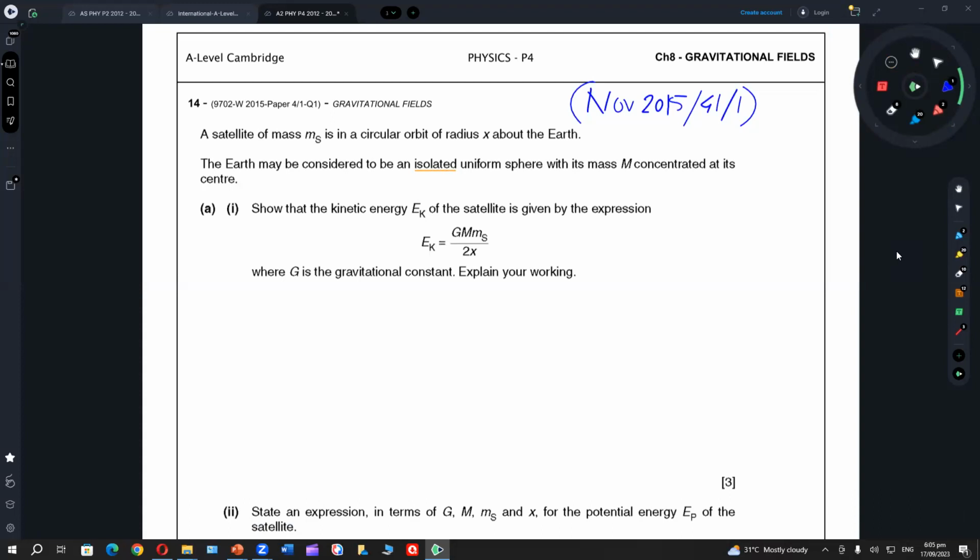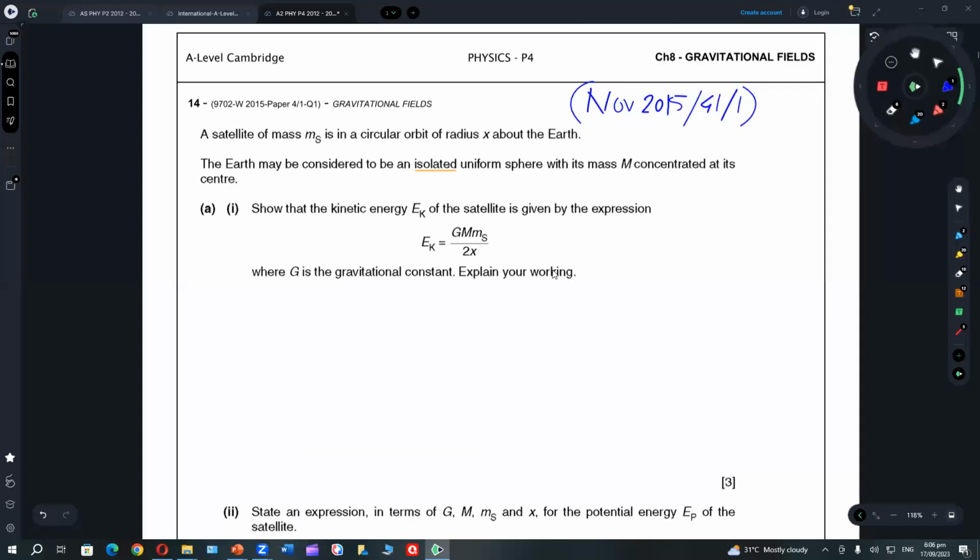Examiner is giving me 3 marks for this kinetic energy work. Radius this time is x. So either I start from Kepler's third law and work from that side, or I can jump directly to the velocity formula. And derivation is obviously the speciality of A2 physics. Kepler's law is the most important derivation. As the marks are higher, it's not a 1 mark question.